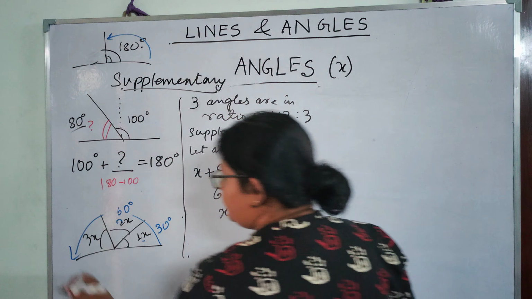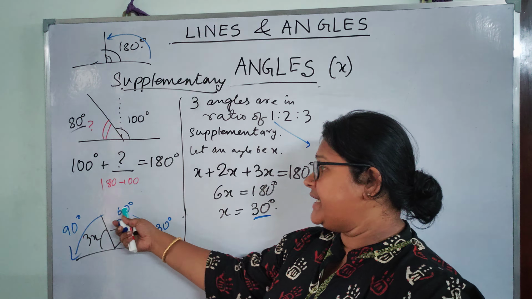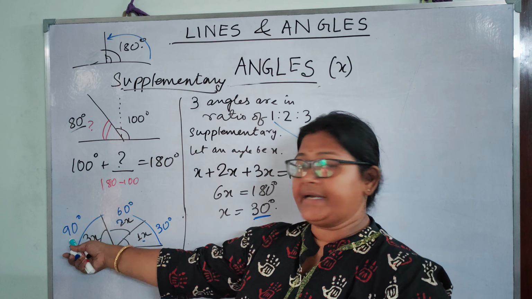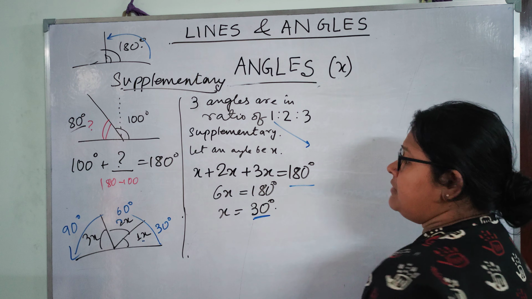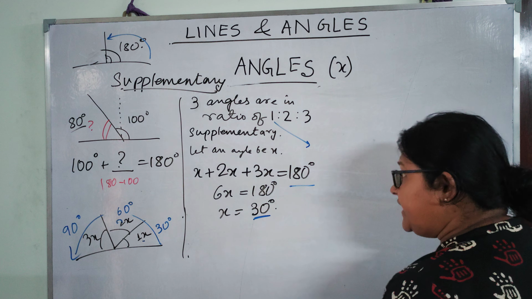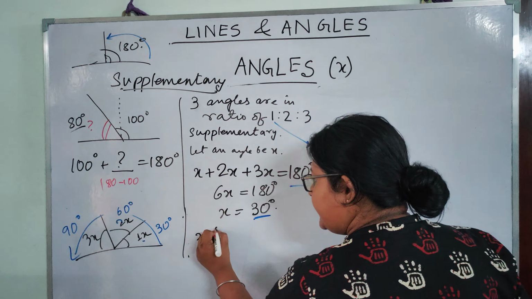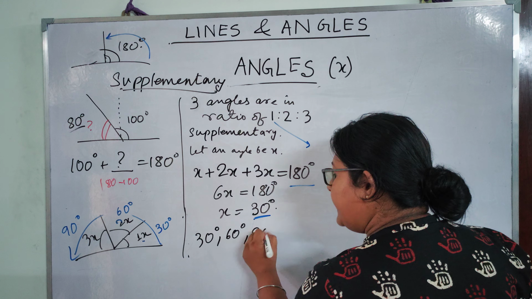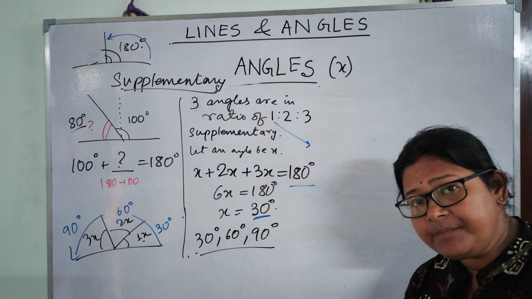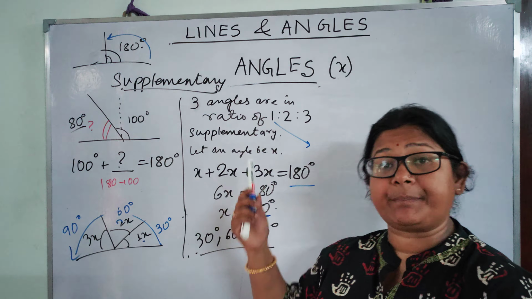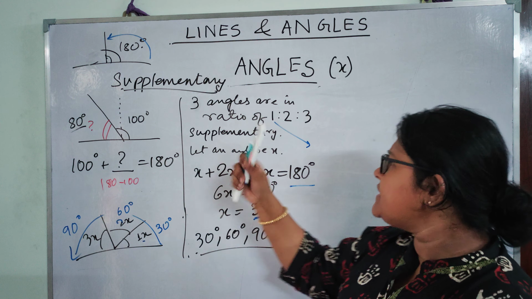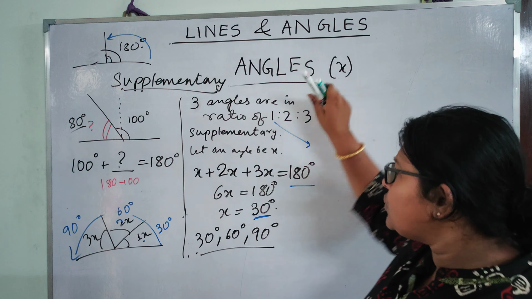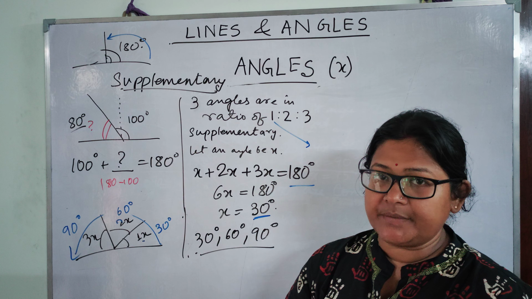90 plus 60 plus 30. 30 and 60 means 90. 90 and 90 means 180. Am I getting it? Yes. My answer is correct. The three angles are 30 degrees, 60 degrees and 90 degrees. Clear? This is how the sums for supplementary will be given if they are in a particular ratio. If it is for two ratios, then you will write two numbers. If it's for three, then it will be three numbers, depending on the question which you are getting.